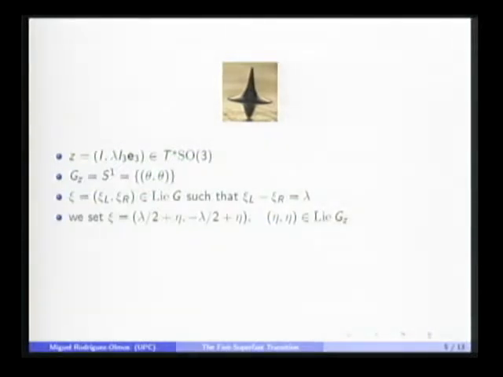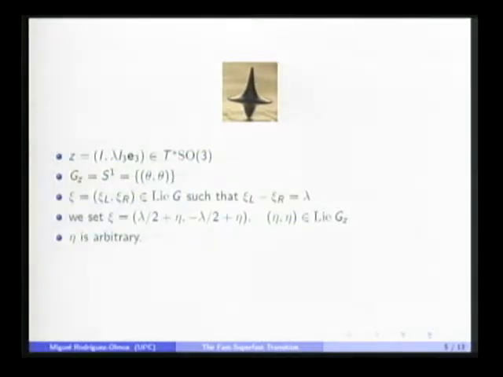Or if you like, the group S1 times S1 acts in a non-free fashion in this phase space, and this particular point has as a stabilizer this group G_z. Right? So this is a case of a relative equilibrium with continuous isotropy. And that means that the freedom in choosing the representative for my angular velocity is given exactly by the size, if you like, of this isotropy group.